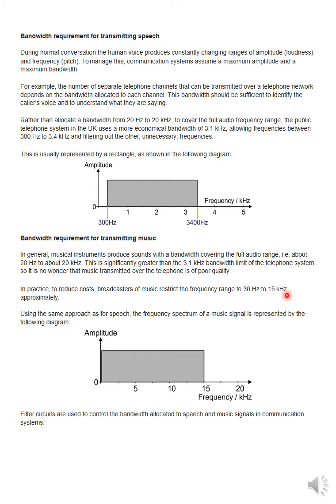Because if you are using a high frequency range, then you are paying more to the government, from which you get the bandwidth over which you can transmit. Using the same approach as for speech, the frequency spectrum of a musical signal is represented by the following diagram. Filter circuits are used to control the bandwidth allocated to speech and music signals in a communication system.